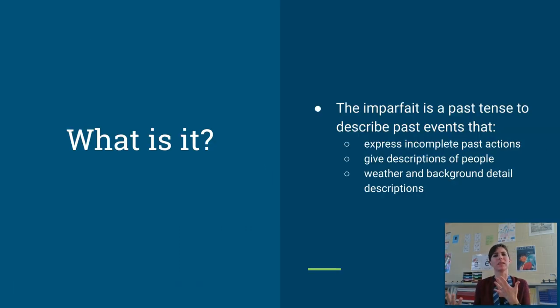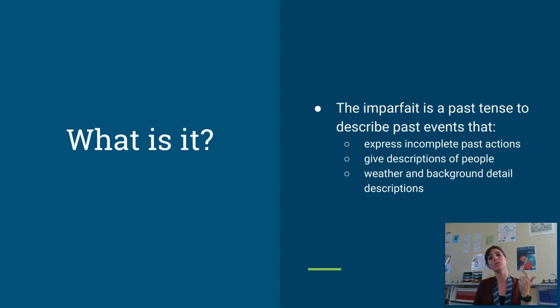Now, what is it? The imparfait is actually a past tense to describe past events that express incomplete past actions. For example, the action of being or the action of having age, because it's not something that happens one moment and is done. Instead, it continues for a little bit, and you don't have a defined ending time.